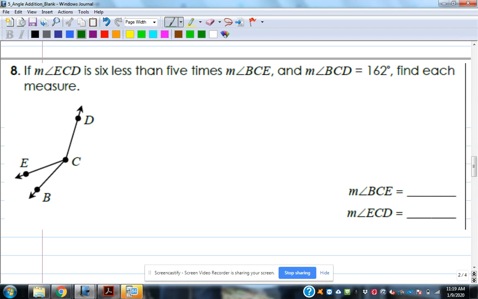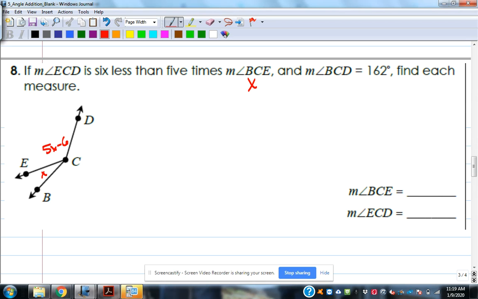The measure of angle ECD is 6 less than 5 times the measure of angle BCE. And the measure of angle BCD is 162. Find each measure. Do we know the measure of angle BCE? No. So I'm going to call it x. So this is x. How much is this angle, the ECD? Okay, so it'd be 5x minus 6 is what I heard there. Good job. Now, what do we do with that?